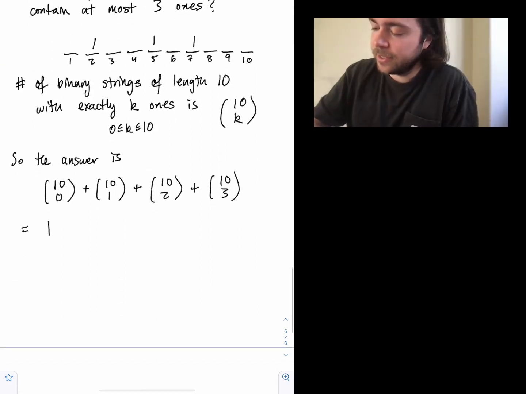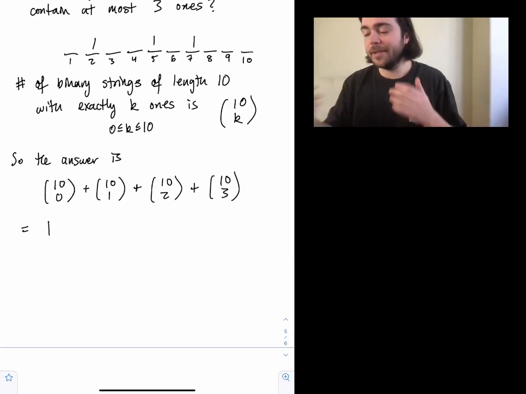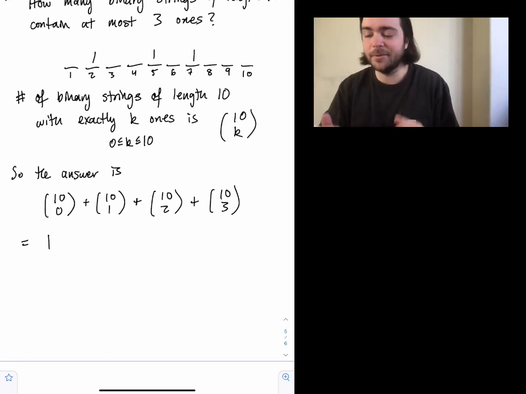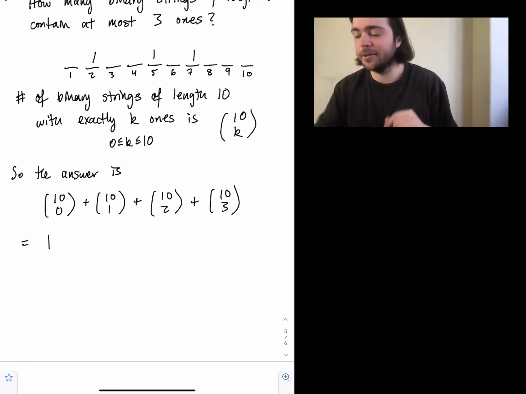Okay, so that's going to be 1. 10 choose 0 is just 1. How many different subsets of size 0 can I take from a set of size 10? Well, the only option is to take nothing. Okay, so there's only 1.